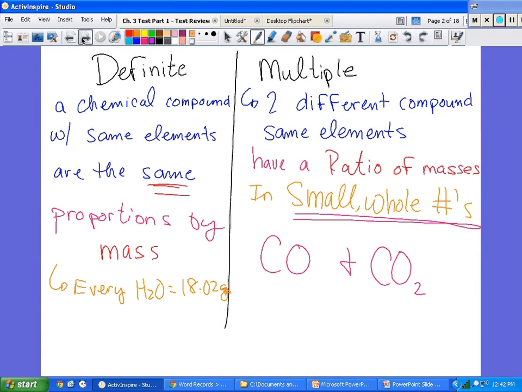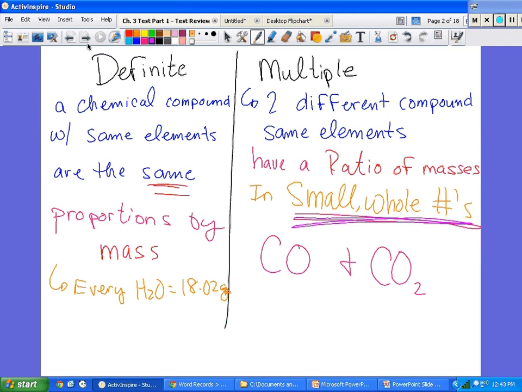If you read the definition in your notes, it's long, it's complicated, it's drawn out, it's a pain in the butt. Here's the connection point I need you to get. It has small whole numbers whenever you try to relate their masses, okay? So again, just know that the multiple is 2 different compounds, same elements, and they have small whole number ratios. Any questions? Okay, all right. Next bullet.